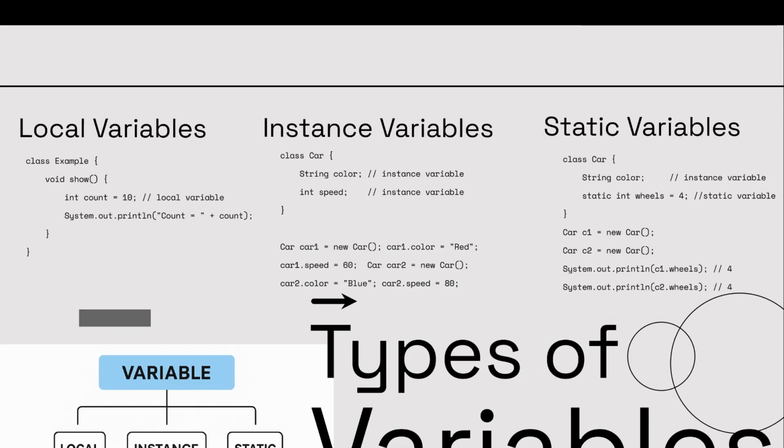Variables are classified into three types: local variables, instance variables, and static variables. Local variables are specific to that specific function. Instance variables exist up to the creation of that instance. Static variables we can access all over the methods. Let's see the example.